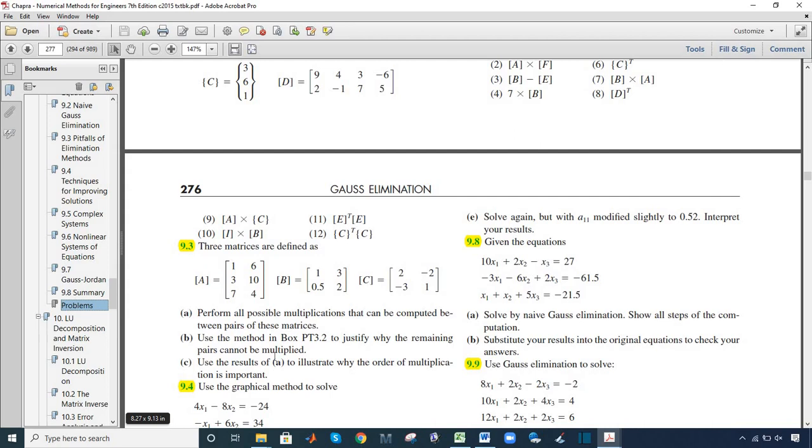If this condition is satisfied, you can multiply, otherwise you cannot multiply. Third part: use the result of A to illustrate why the order of multiplication is important.